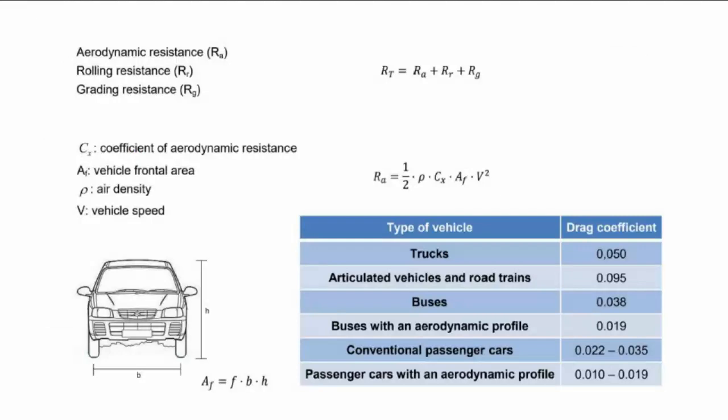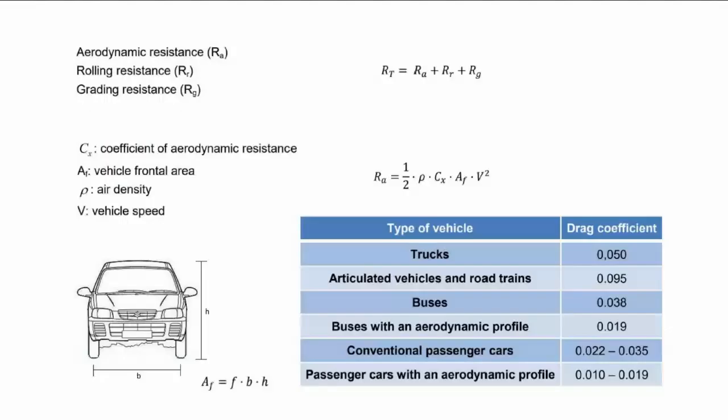Now, in your midterm project and also in your calculation, we have three types of vehicle forward motion resistance. One of them, Ra, aerodynamic resistance. Second, Rr, rolling resistance. Next, Rg, grading resistance. Total motion resistance is defined by Rt. Rt will be equal to aerodynamic resistance plus rolling resistance plus grading resistance.